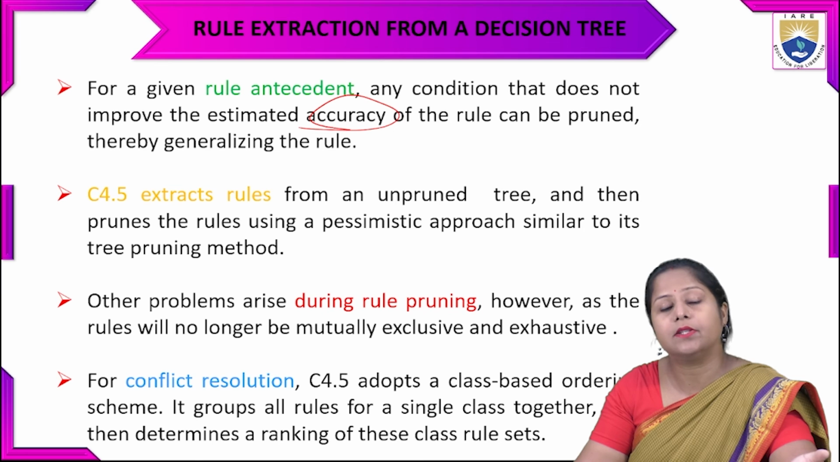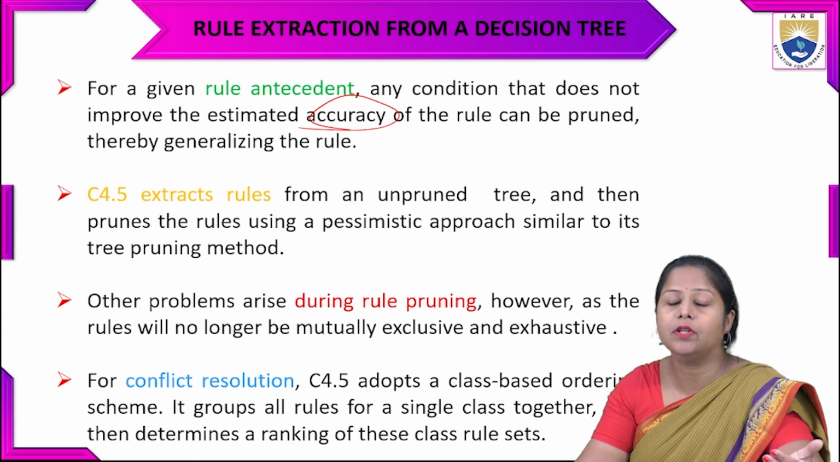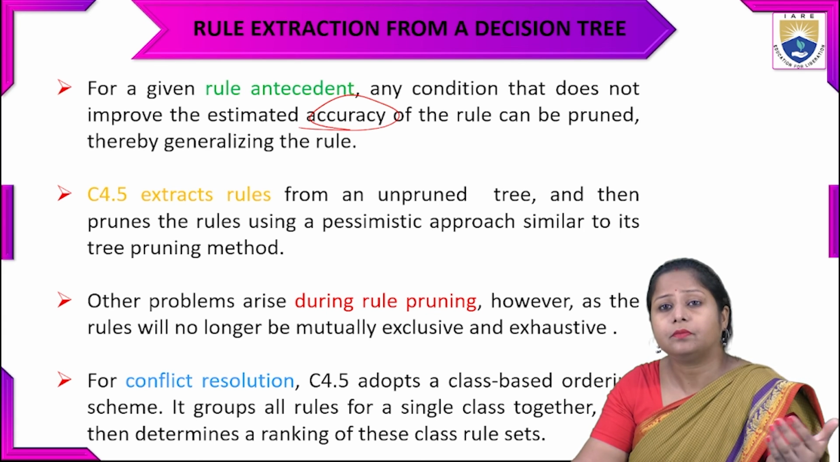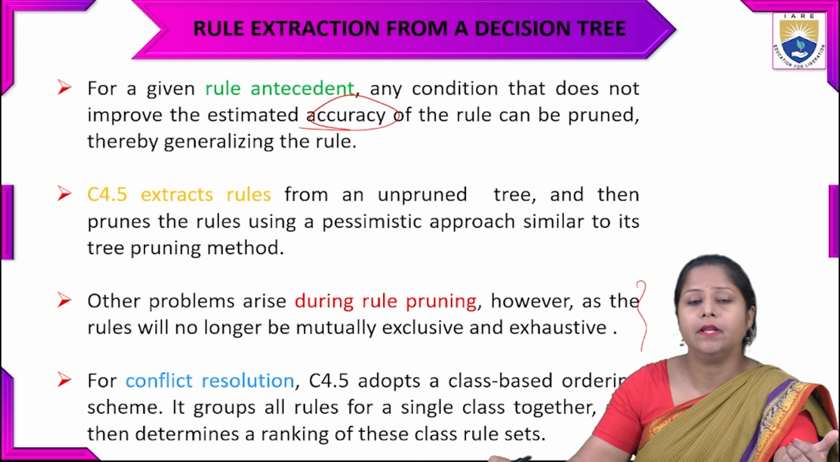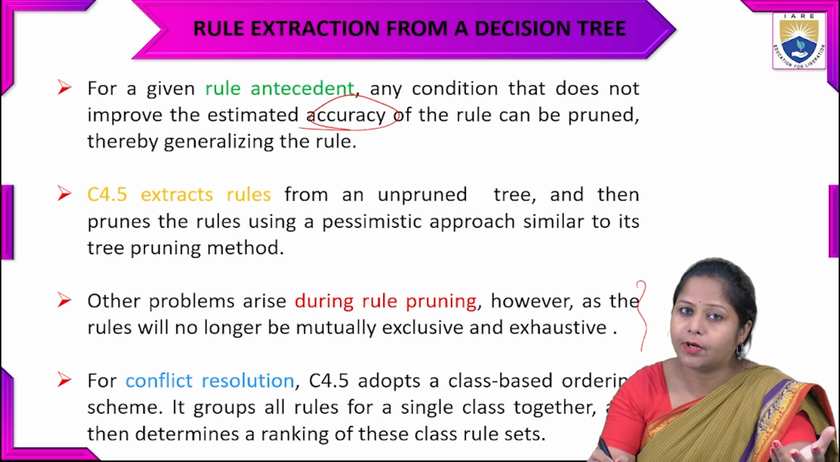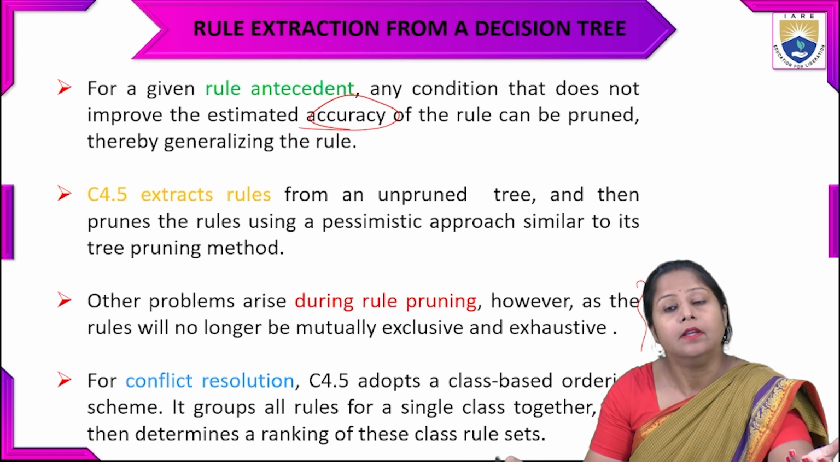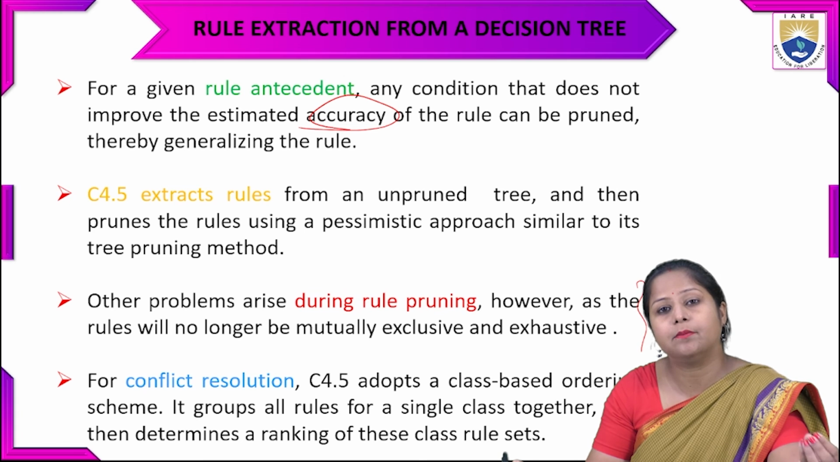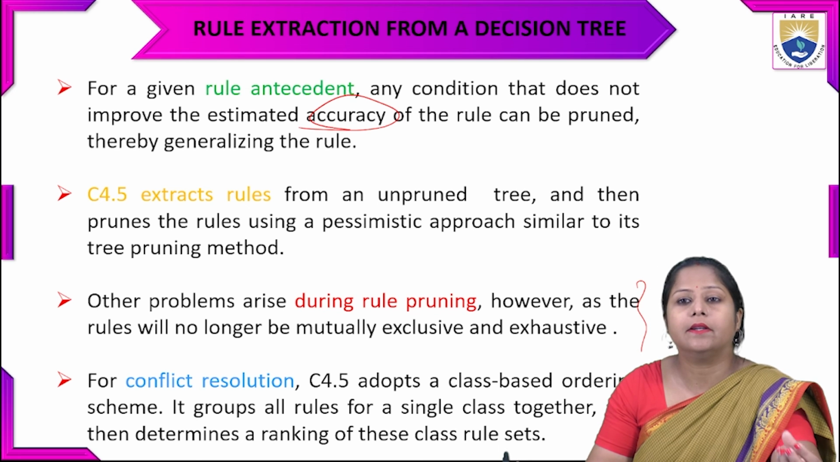Other problems can also be there. There were two problems we have seen; other problems can occur during rule pruning. If you are going to remove a rule, however, the rules will not be mutually exclusive and exhaustive, so we are not going to take that particular rule. For that conflict resolution, we adopt the C4.5 decision tree, which adopts the class-based ordering scheme that we used earlier. It groups all the rules and combines them in a single class.